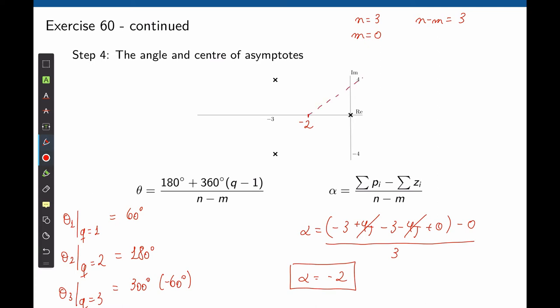One of the asymptotes goes up at an angle of 60 degrees. The other one goes down at an angle of 60 degrees. And the third one has an angle of 180 degrees with respect to the real axis.